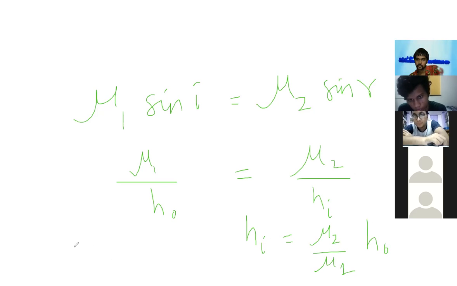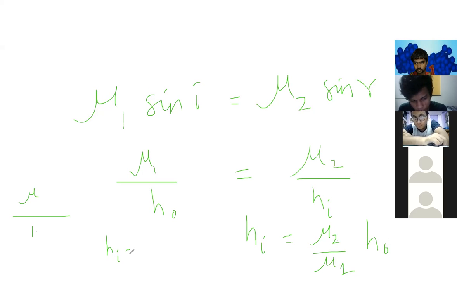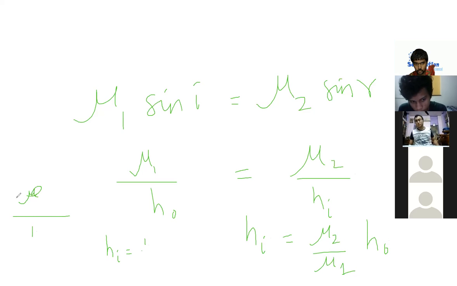So if your second thing was actually air, if this was air and this was mu, then what is your height of image? Hi is equal to mu ho. But what if this was 1 and this was mu? 1 by mu h0.